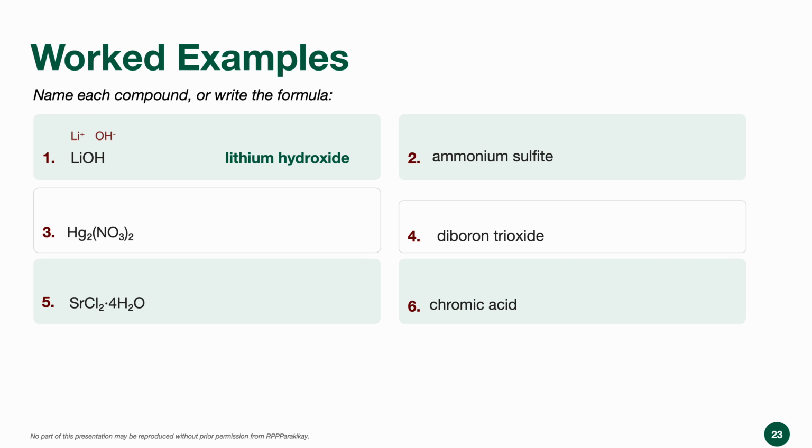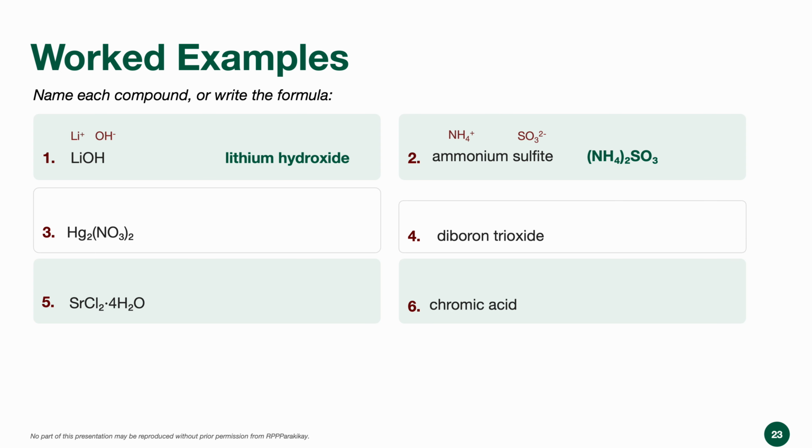Number 2, it's ammonium sulfite. So let's determine whether it's covalent or ionic. As we can see in the table, ammonium is a polyatomic cation, and sulfite is a polyatomic anion. So therefore, ammonium sulfite is an ionic compound. And doing the crisscross method for the charges, the chemical formula will be (NH4)2SO3.